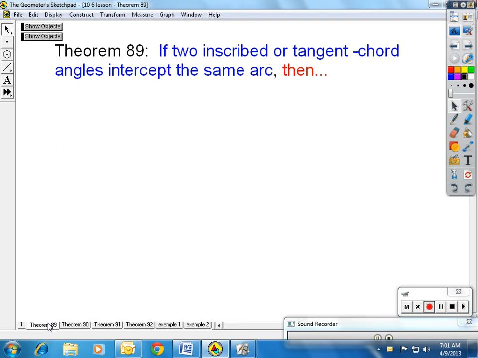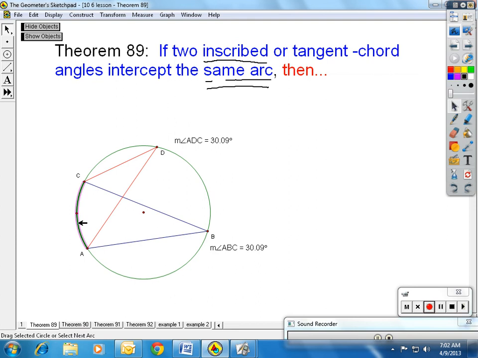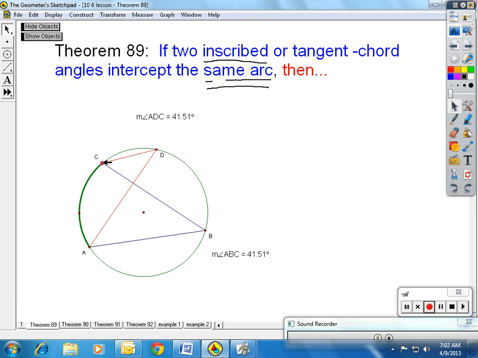So 2 inscribed, let's start with that. What would 2 inscribed angles that have the same arc look like? Can you picture what that would look like? Here it is. I've got a red inscribed angle, and I've got this blue inscribed angle. And notice that they share the same arc. That's what we're talking about. If 2 inscribed angles share the same arc, what do we notice about their angle measure? 30 degrees. These are both the same, 30 degrees. They are congruent. Let's adjust that. Let's see if that works for this arc. Sure, these inscribed angles are always congruent if they intercept the same arc.